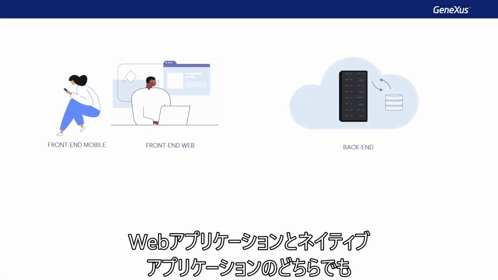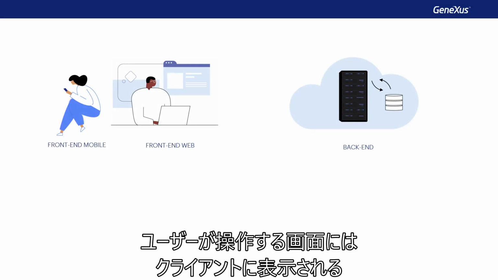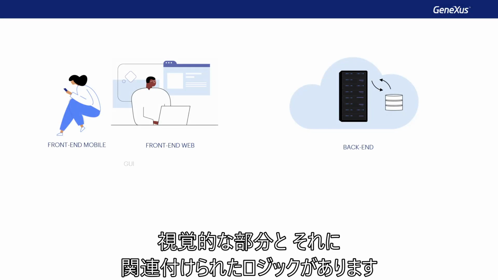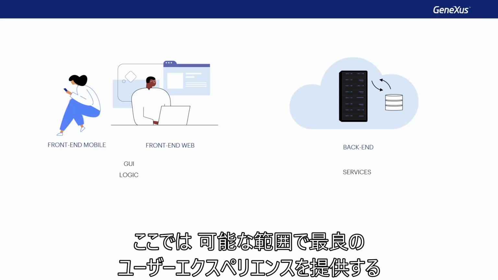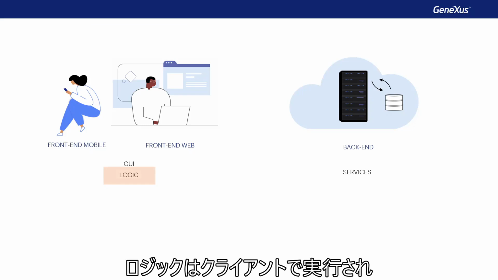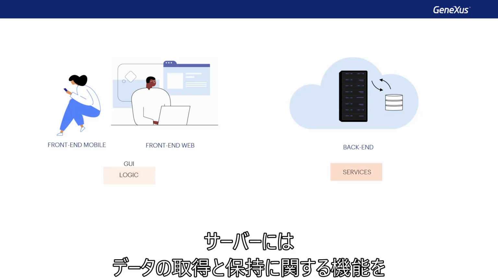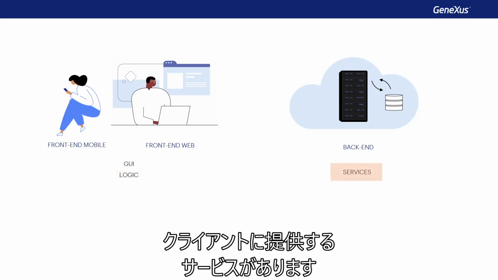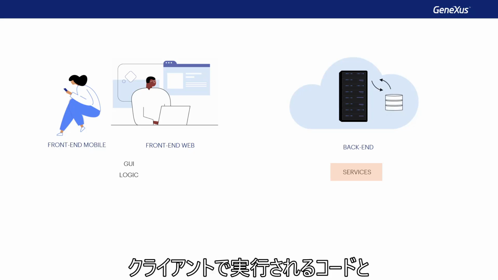Every screen that the user interacts with, from both web and native applications, has a visual part that's displayed on the client and an associated logic. In the applications we're now interested in, customer-facing applications with the best possible user experience, this logic is executed on the client. And the server has services that provide the client with functions related to retrieving and maintaining data.